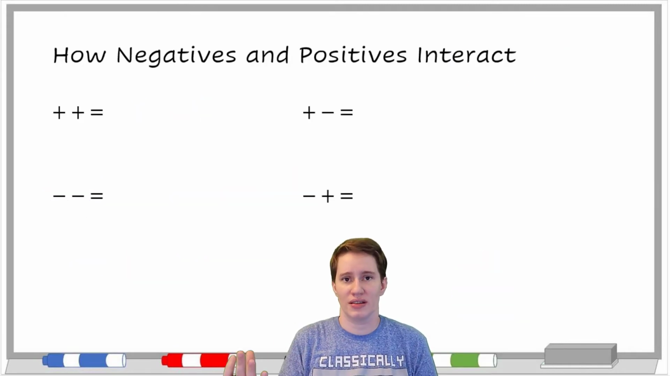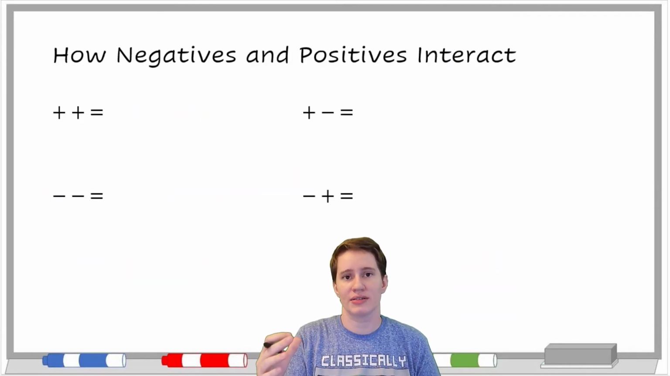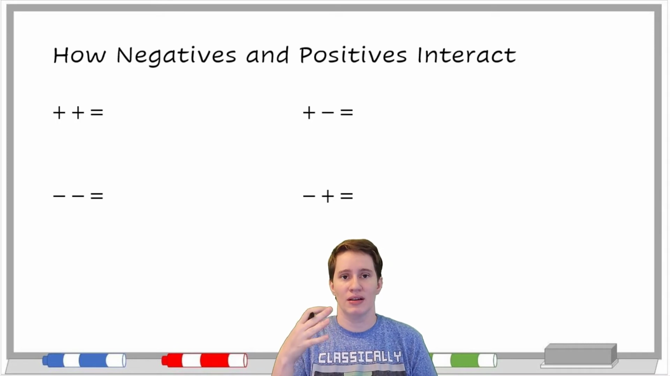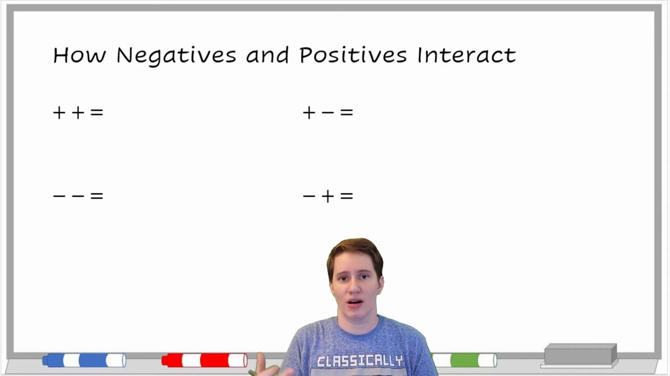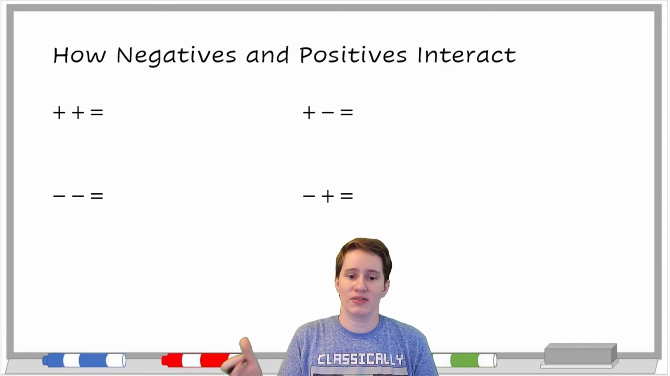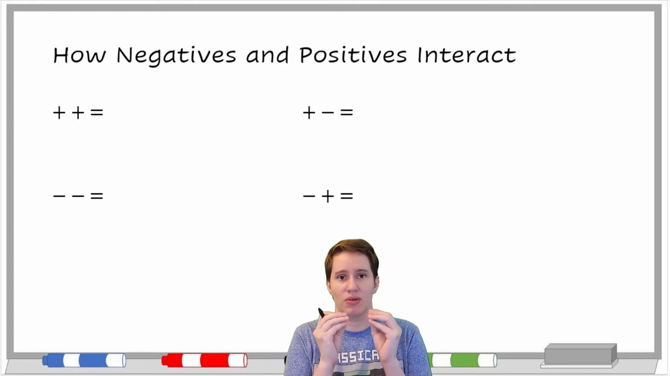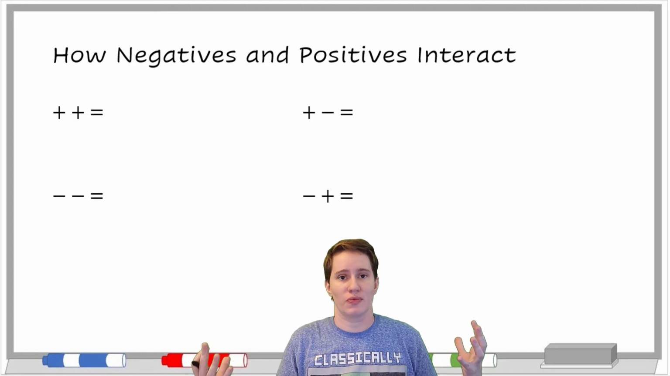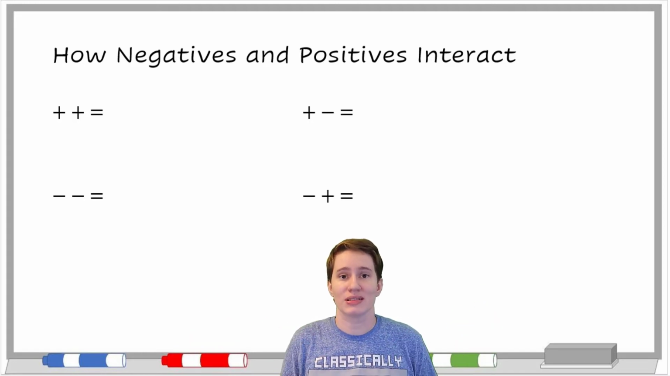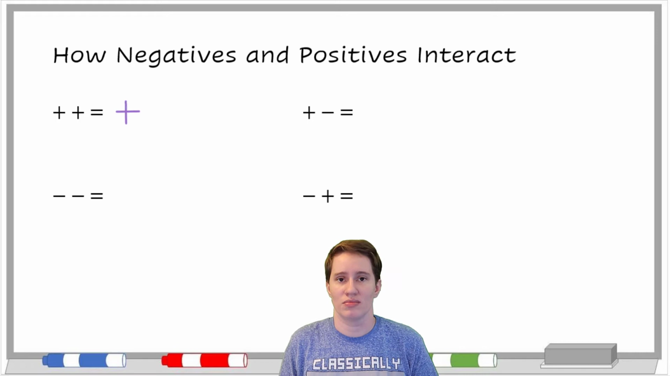So here's a thing where if you are writing down notes and keeping notes, this might be something that you look back on later to help you remember. The way positives and negatives interact when they're right next to each other, not a number in between them, but right next to each other, is if you have a plus and a plus next to each other, we could shorten that by just writing plus. So a positive and a positive are together a positive.